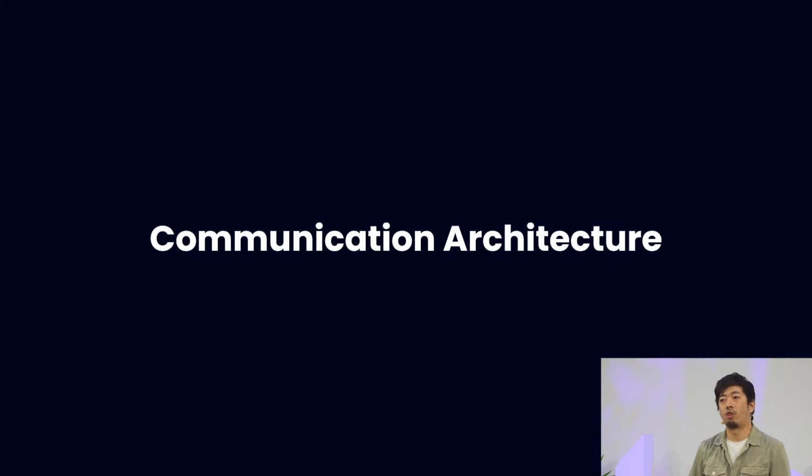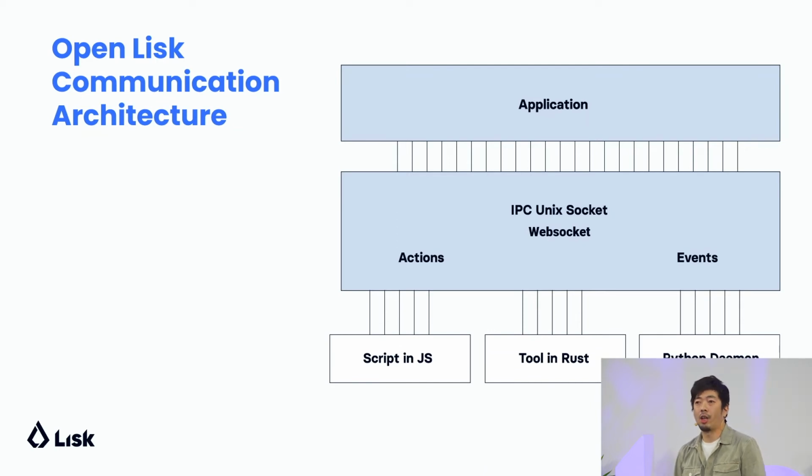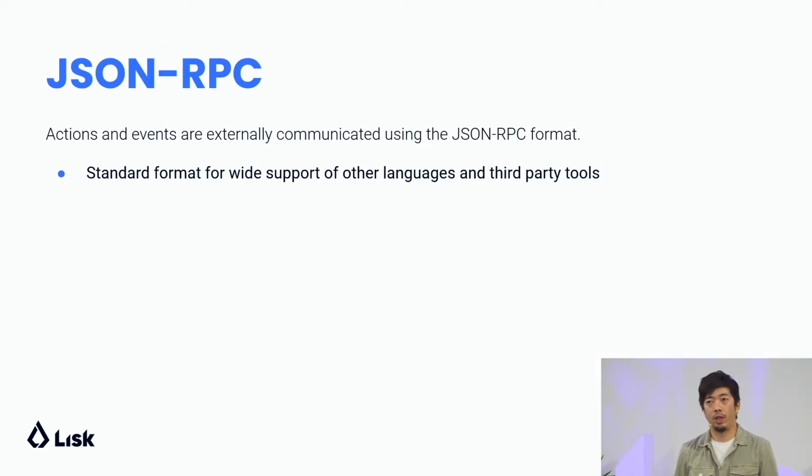The last main thing is communication architecture. Throughout the presentation, I mentioned several times about action and events. Action and events are, in the end, registered to the application and exposed through IPC Unix socket or WebSocket. Because those two protocols are common, of course JavaScript, but all the other languages that support those protocols can access that information. And all communication is written in JSON RPC, so it's easy to integrate.